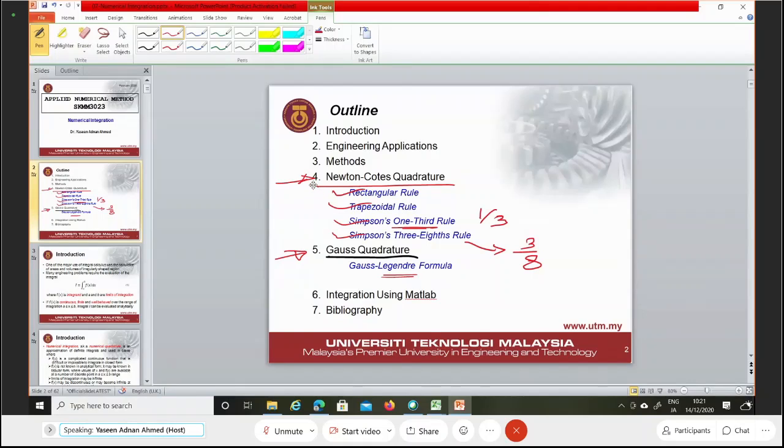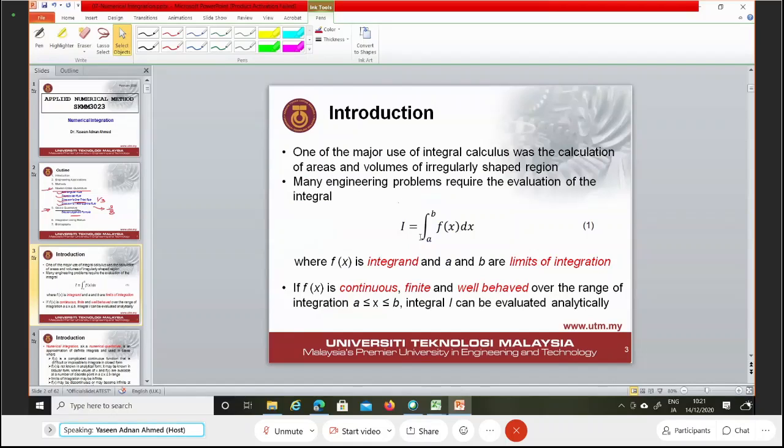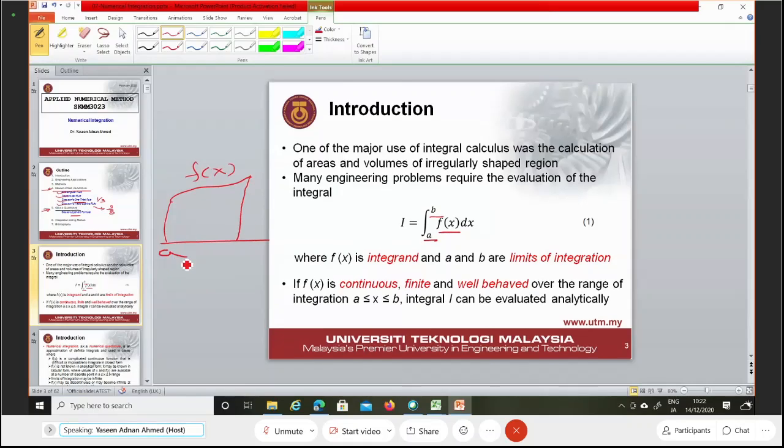Next, this is the ideal form of representing numerical integration. You already know that you need to integrate a function from a to b, and the function you need to integrate is f of x, right? We call this the lower limit and this the upper limit, and we can integrate this function if f of x is continuous. For example, if f of x is like this and you want to integrate from a to b, this one is a, this one is b. In between a and b, this function should be continuous. This is the first condition to integrate.